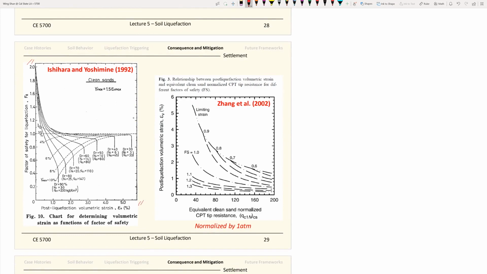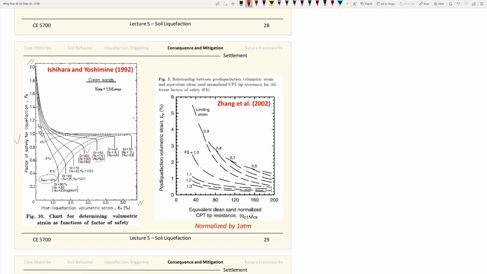So we calculate the factor of safety of each layer, and also we know the density, and we know the N1,55. So this N1 here is N1,55, and this is the CPT. So you can use either SPT or CPT. So this is the CPT tip resistance, and this is the N1,55, and you know the density, and also you know the maximum shear strain. So it also depends on what kind of maximum shear strain, or how much lateral displacement you have. So pretty much Ishihara's method is based on a lot of experimental data.